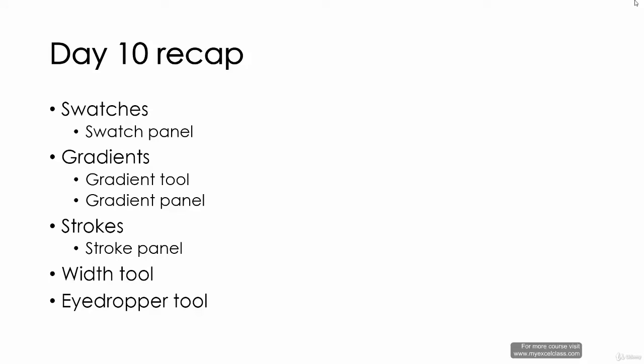Alright, so in day 10 we learned a lot about coloring. We started with swatches and learned about the swatch panel, then we learned about gradients. Under that we learned about the gradient tool and gradient panel and how we can work with both of them at the same time, and then we learned about strokes. We saw the stroke panel and how it works and how we can create a variety of strokes using it. After that, we learned about the width tool. The shortcut key for that was Shift W, and after that, we learned about the eyedropper tool.